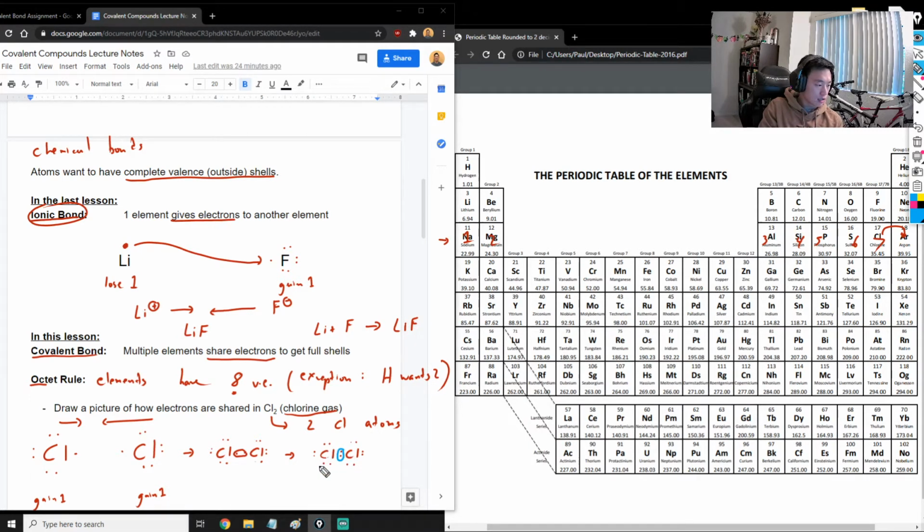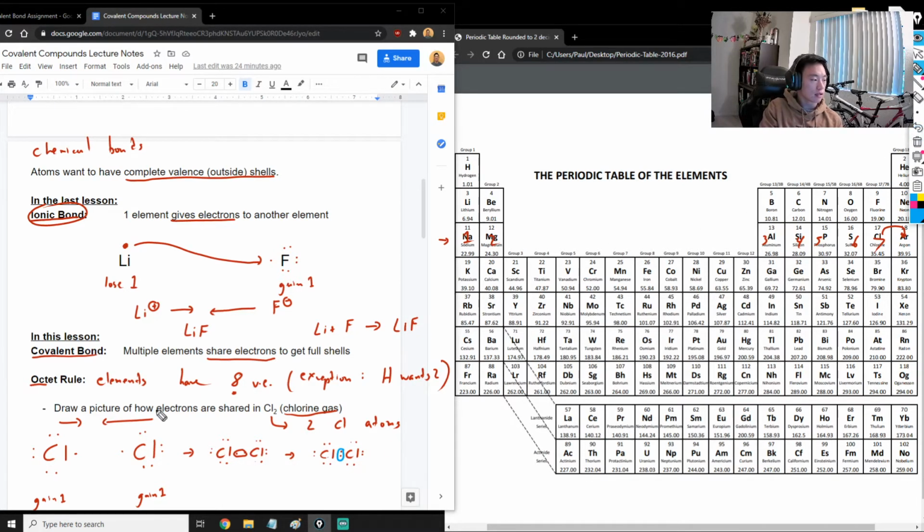So this chlorine has 8 and this chlorine has 8. So if I scribble this out, if I cover this Cl up, it looks like the Cl on the left has 8, right? 1, 2, 3, 4, 5, 6, 7, 8. But same thing on the other side. If I cover this Cl up, it looks like this Cl has 8. 1, 2, 3, 4, 5, 6, 7, 8.